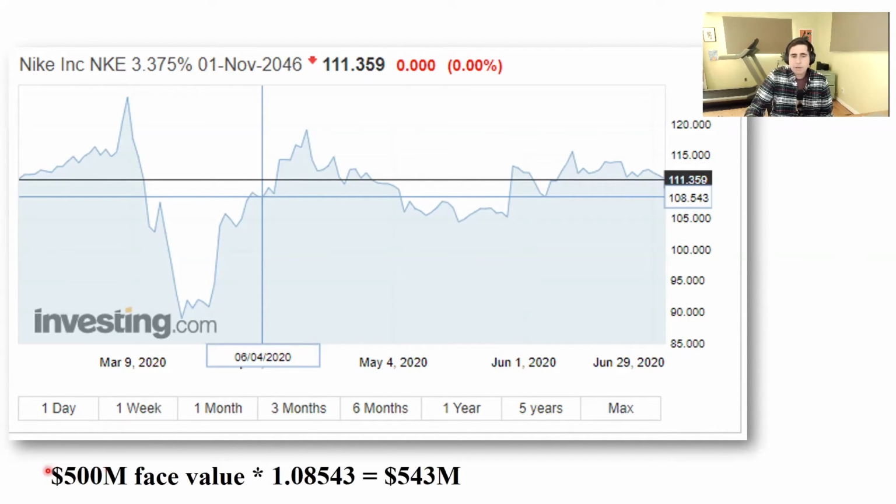If you take the $500 million aggregate face value and multiply it by 108.543 over 100, so that's 1.08543, you'll get 543 million. So what would it cost Nike to buy its bonds at fair market value from everybody holding the bonds? It would cost 543 million, because this bond is trading at an 8% premium to its face value. So we need to pay 8% higher than face value to redeem this bond, 543 million. Okay, great. That's the fair value at June 4th, 2020.